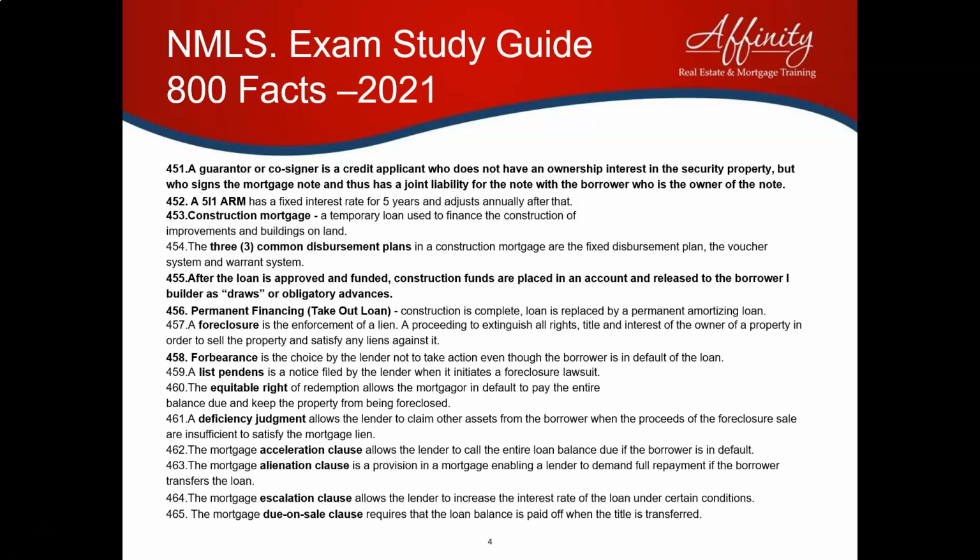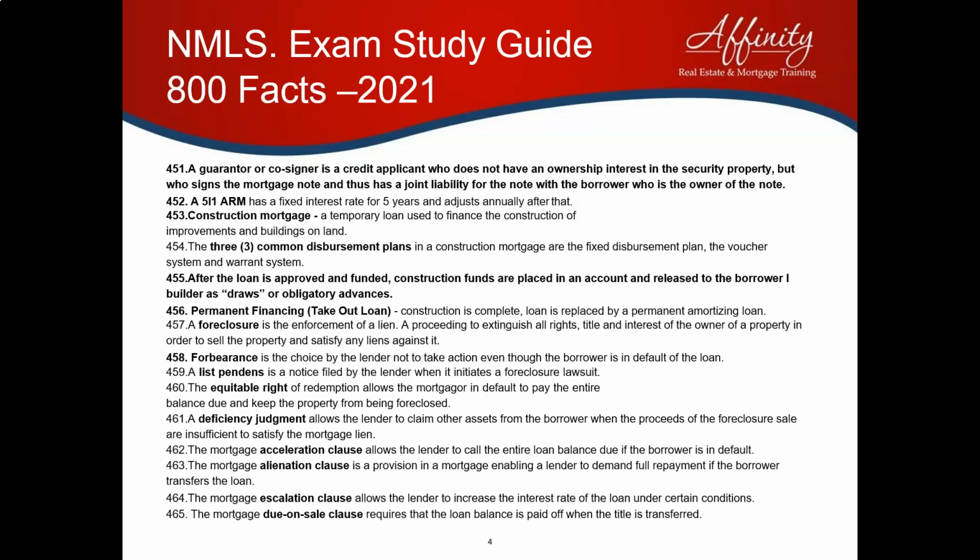A guarantor or cosigner is a credit applicant who does not have ownership interest in the security property, but who signs the mortgage note and thus has joint liability for the note with the borrower who is the owner of the note. A 5/1 ARM has a fixed interest rate for 5 years and adjusts annually after that.